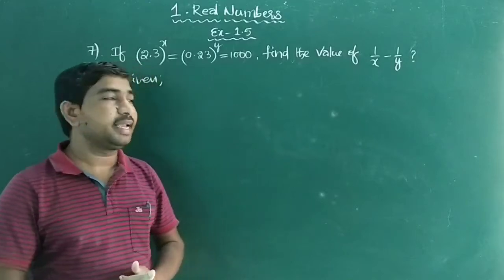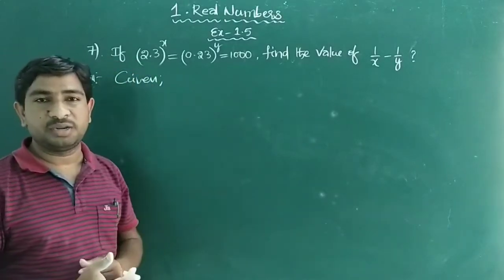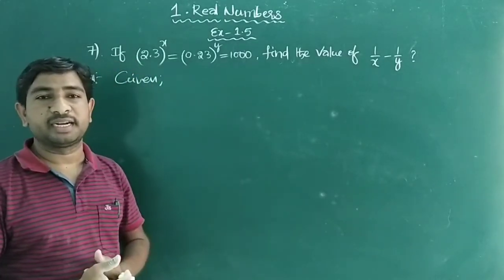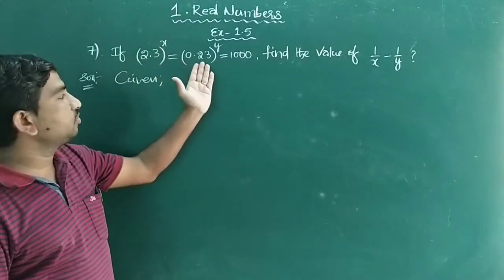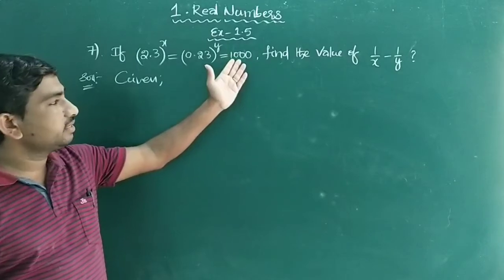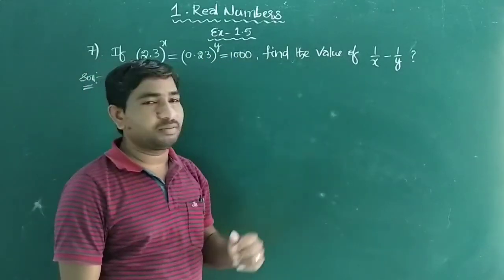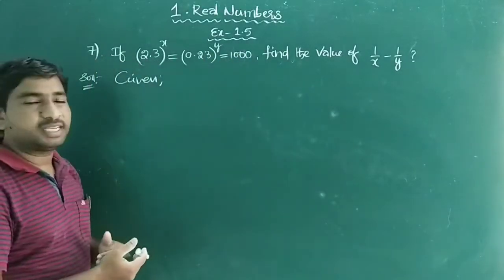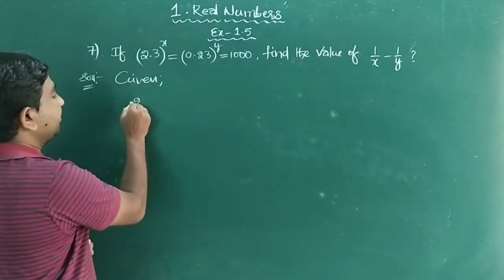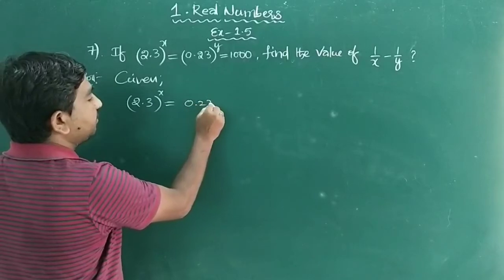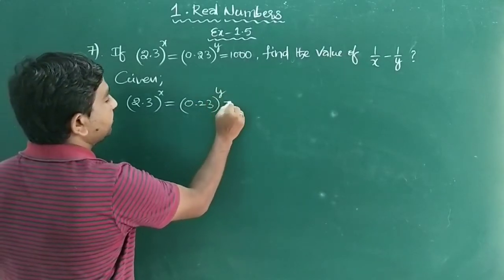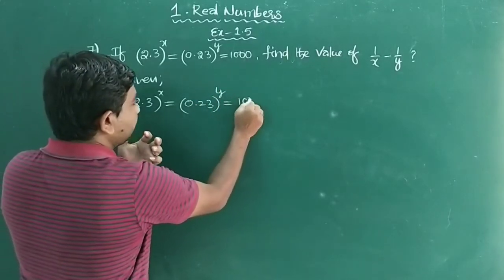Exercise 1.5, 7th problem. This is the most important problem. Many students will get confused. If (2.3) whole power x is equal to (0.23) whole power y is equal to 1000, then find the value of 1 by x minus 1 by y. So what is given? (2.3) whole power x is equal to (0.23) whole power y is equal to 1000 is given.